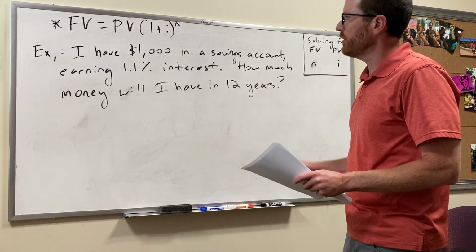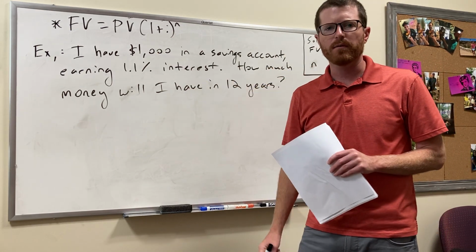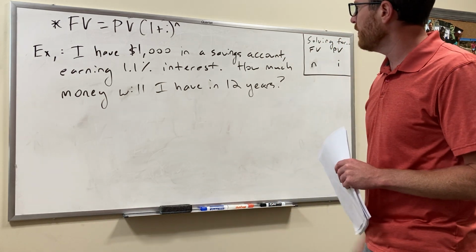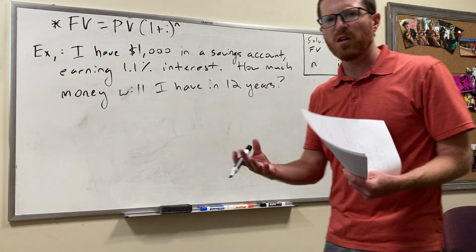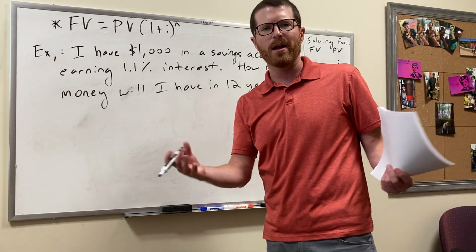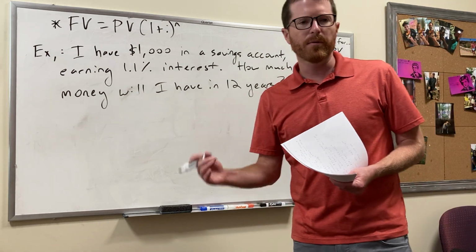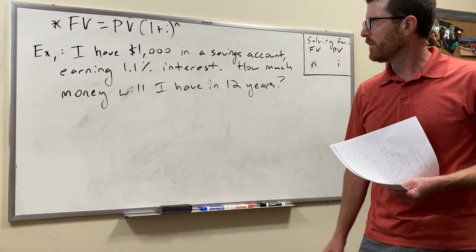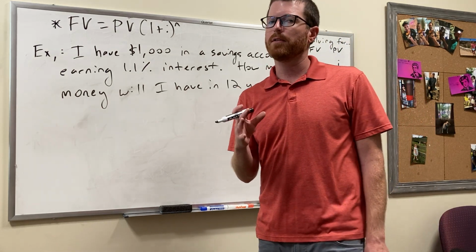So let's think about this question, all right? And this is going to be a pretty easy video because you're really just plugging the values in, all right? I have $1,000 in a savings account earning 1.1% interest, which is pretty close to what a good interest rate would be right now in a savings account. How much money will I have in 12 years if I'm able to earn this rate? Okay. Well, we just need to plug the values in and make sure we're putting everything in the right place.